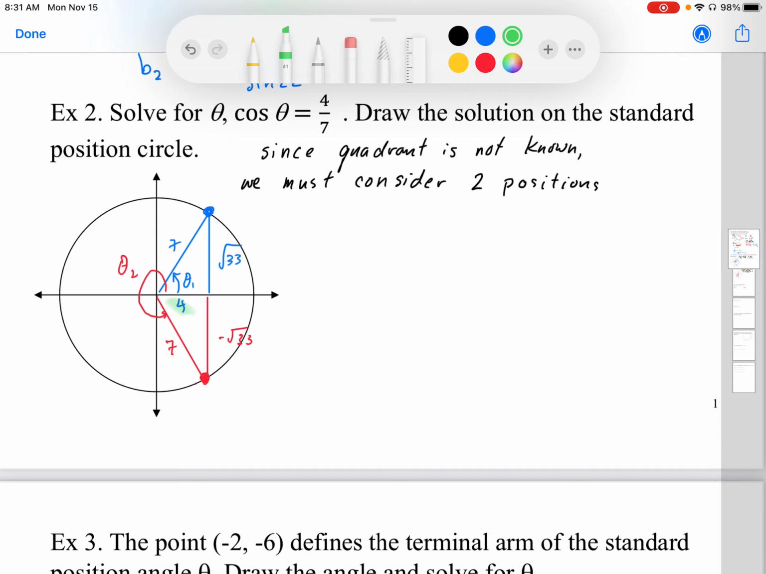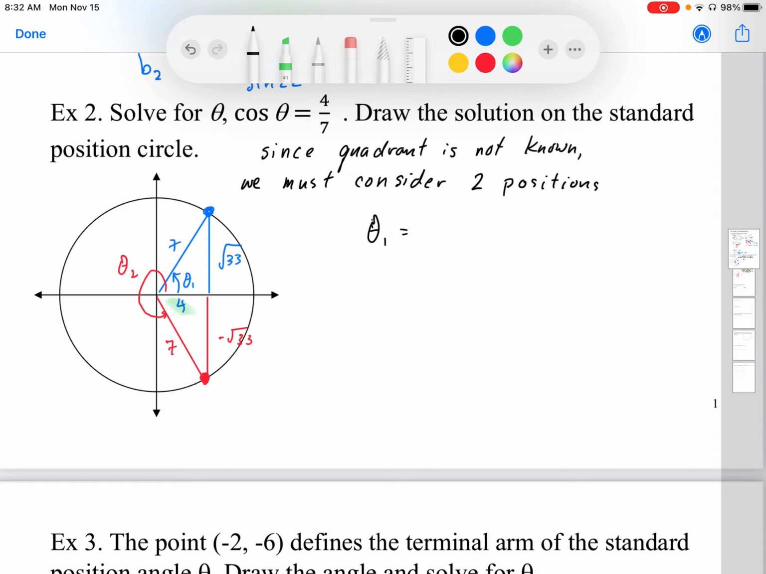Now, because the quadrant is not specified, we have to consider both positions in quadrant 1 and quadrant 4, because it can go up and give us the blue dot, the blue position, or it can go down and give us the red position. Okay, so we have two positions that we have to consider. And in fact, our answer has to give us both theta 1 and theta 2. So once we've drawn the solution here, we can see clearly that it's in quadrant 1 and quadrant 4. We can then find the angle using an inverse.